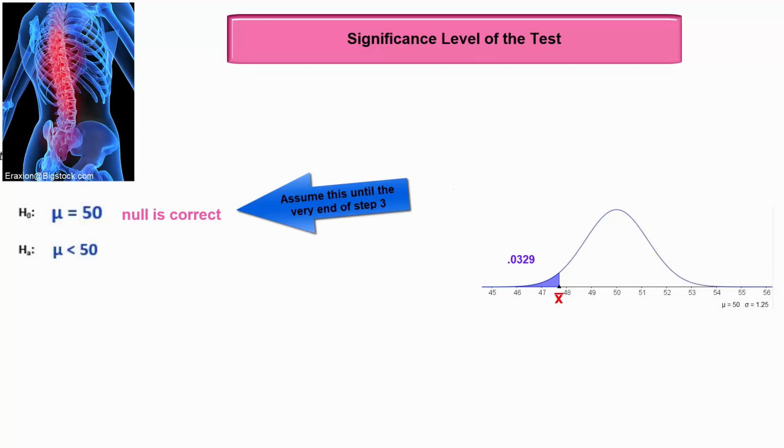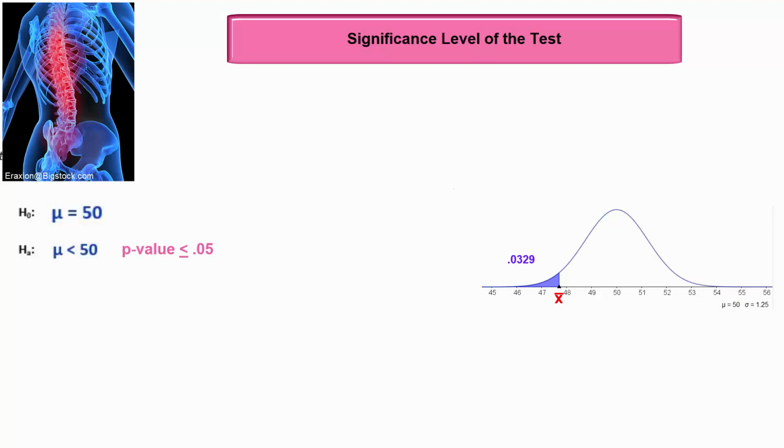Once we have this final piece of evidence, then we decide which hypothesis to believe. With a sample mean of 47.7, there was only a 0.0329 chance that the null being true would produce such a mean. Therefore, we chose to reject the null and accept the alternative.